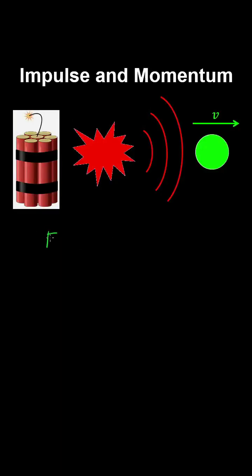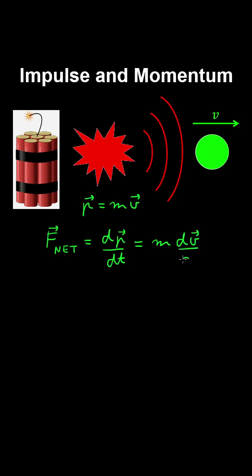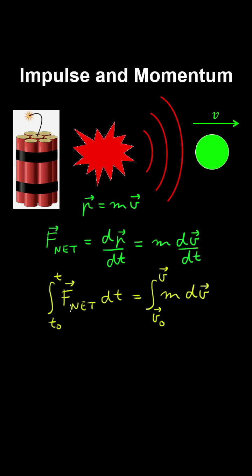Recall Newton's second law states that the net force is equal to the instantaneous rate of change of momentum with respect to time. And the momentum of a particle or a single object with a mass m is equal to the mass multiplied by its velocity. So for a particle with a constant mass, we can write Newton's second law using the mass by the acceleration. And if we separate the variables and integrate both sides, then on the left hand side we have the impulse, and that's equal to the change in momentum of the particle, which is travelling at some initial velocity.